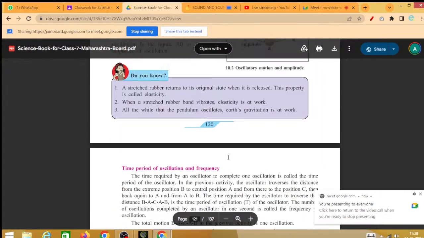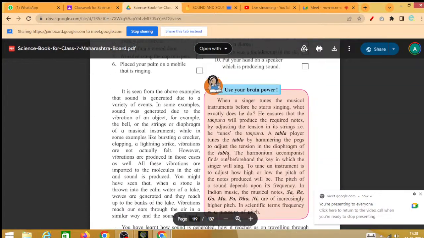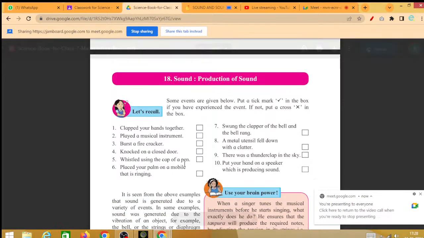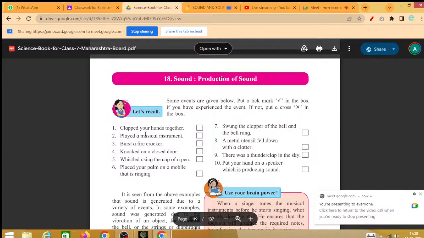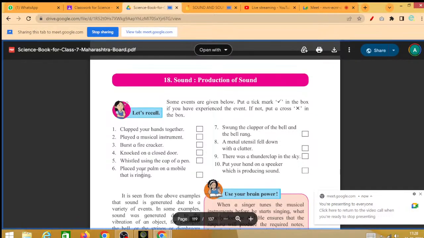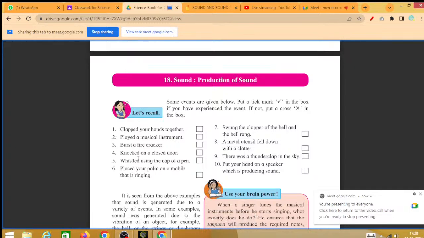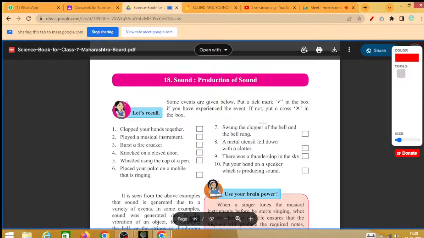I was thinking of doing something else, but then I thought this is a good example. Yes, Harshal, read. Read. Miss, I can't. Yes, miss. First read this. Some events are given below.